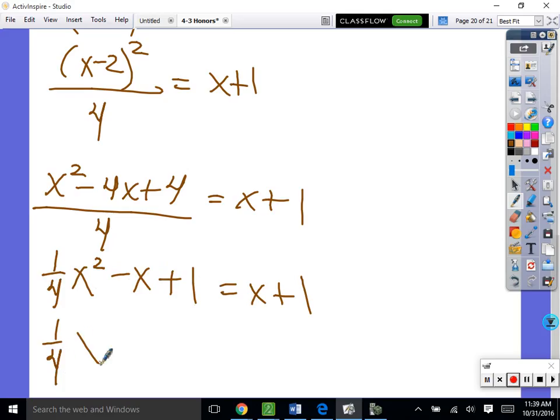So we have 1/4 x squared. I'm going to show you how I'm going to fix it for myself. We have 1/4 x squared minus x though, right? So minus 2x minus 1. Oh, this one's not too bad. We're almost done. Minus 1, which is 0. So isn't this our equation?